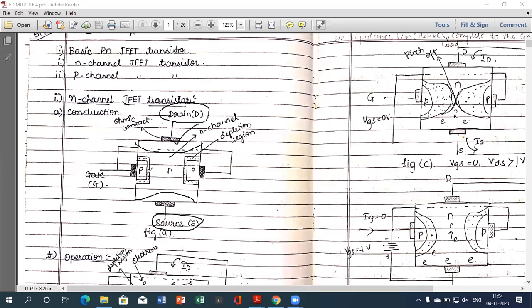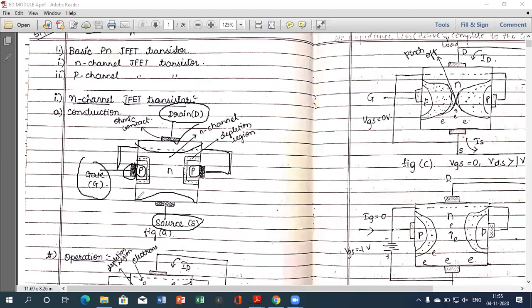And then these two p-type materials are connected together, as shown here, to form another terminal through a metallic contact. This is referred to as the gate terminal.